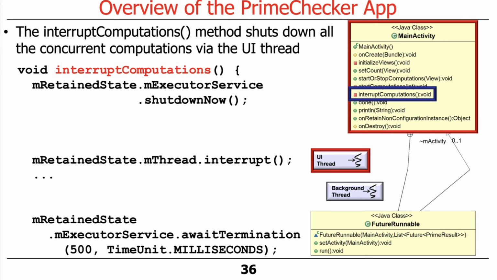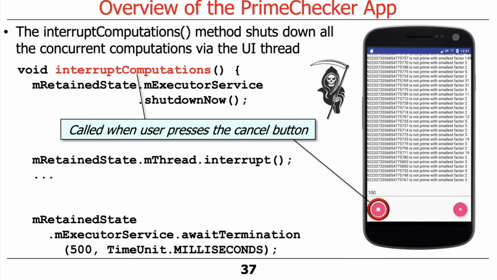There's also a neat method. This is what you can control from the user interface called interruptComputation. So you can click a button in the app's user interface which will say, stop doing the checking of all the random numbers to see if they're prime. And when that call is made, this method is invoked. And this method, as you can see, is going to turn around.